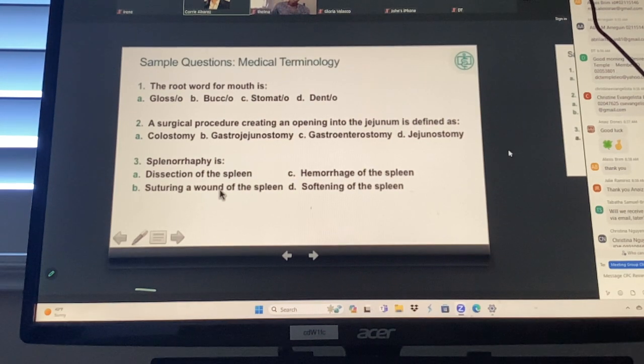And the splenorrhaphy, or splenography, is suturing a wound of the spleen. It's B here. So rrhage is going to be hemorrhage, softening is going to be malacia.